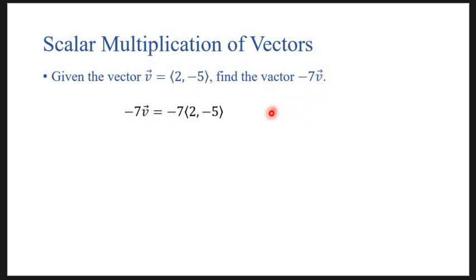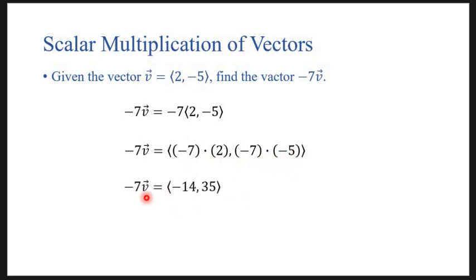So -7v is just -7 times v, which is -7 times 2, -5. So we multiply each component by -7. That's -7 times 2, -7 times -5. So the vector -7 times vector v is the vector -14, 35. So that's how you scale a vector, and this would also make the direction of the vector change to the opposite direction. It would be on the same straight angle as vector v, but in the opposite direction. So that's vector scalar multiplication.